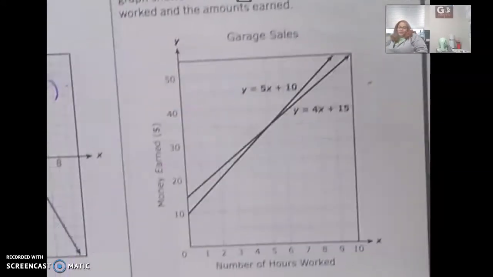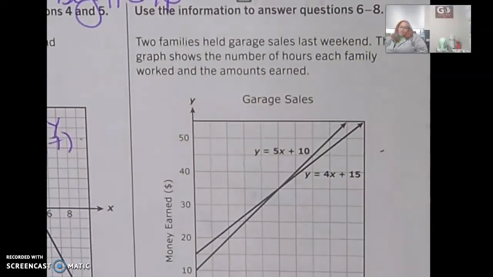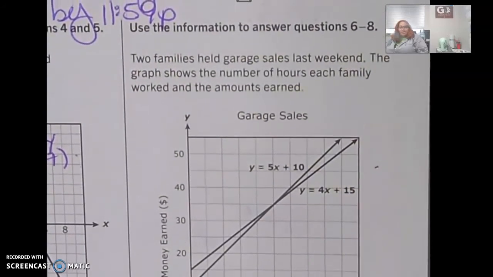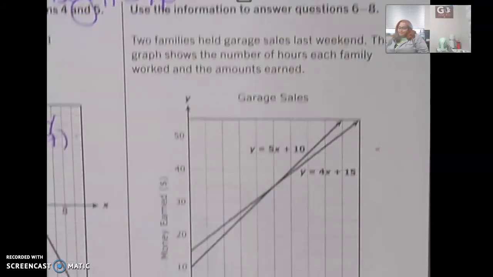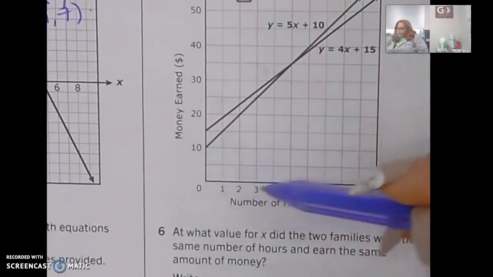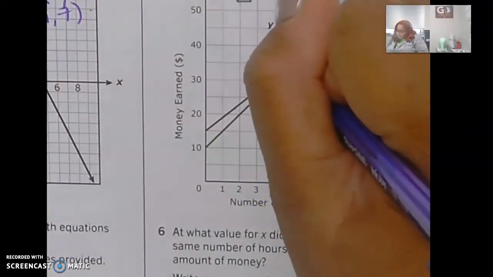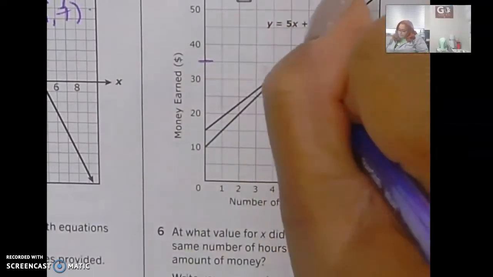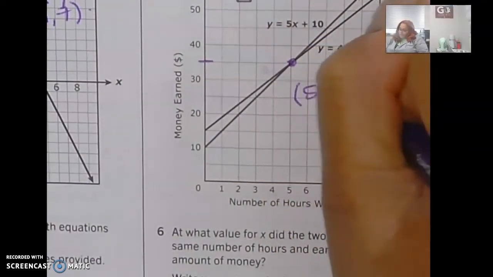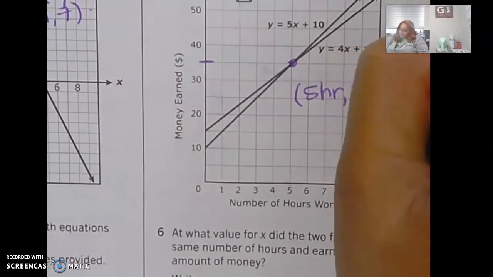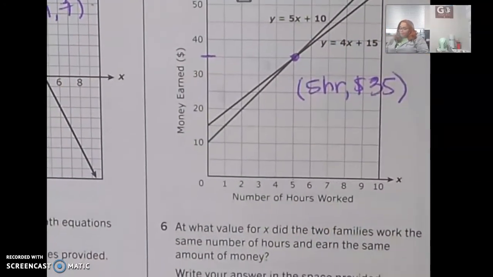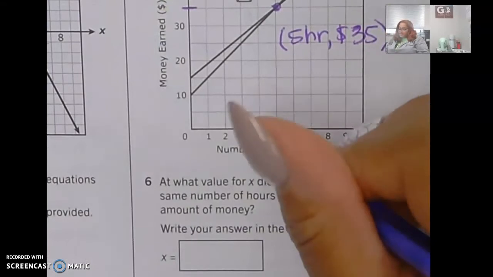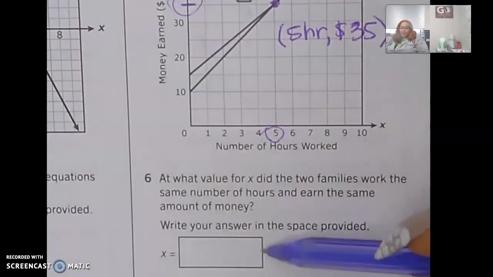For number 6, it says 2 families held garage sales last weekend. The graph shows the number of hours each family worked and the amounts earned. I run to 5 hours worked and they earned $35. 5 hours, $35. Okay, so then I need to make sense of this in the statement.